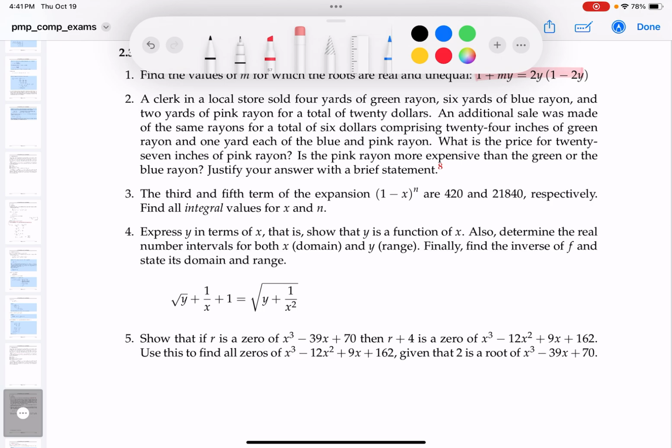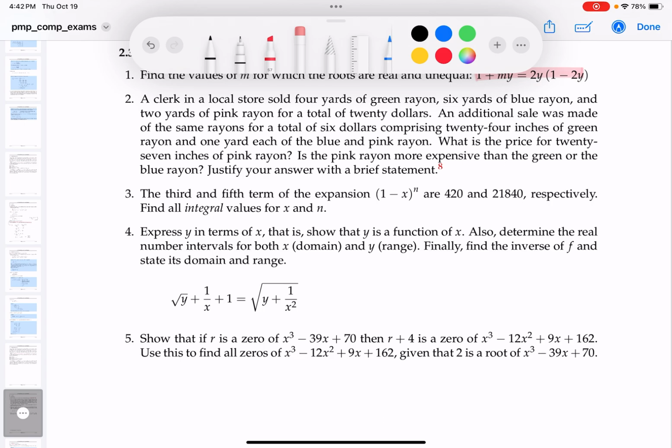Now here they're talking inches. So inches, there's 12 inches to a foot. All right, so this is like mixing units here. 1 yard each of the blue and pink. Kind of a lot of detail at this point. What is the price for 27 inches of pink rayon?